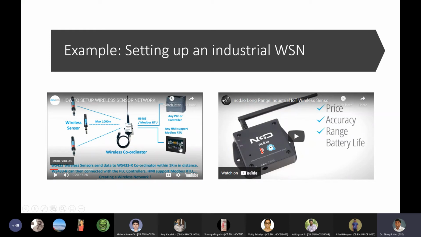Okay, and HMI is your human machine interface, which is also referred to as GUI. You've heard of GUI, right? Graphical user interface. So in industrial terminology, it is referred to as HMI. And Modbus is the communication protocol which is used for connecting these devices together. Okay, RS485 or Modbus is typically used. So let's see what happens.